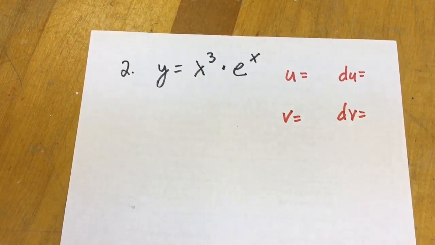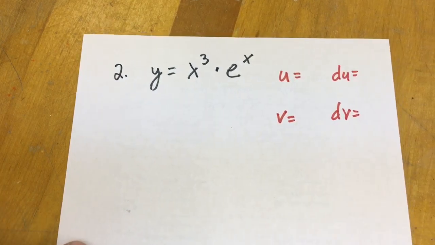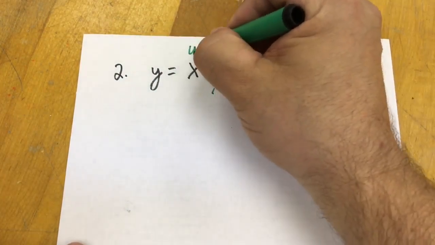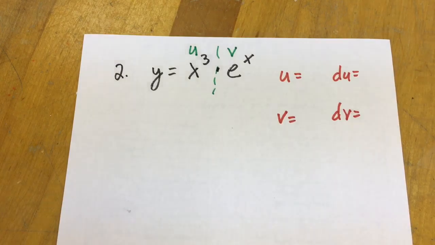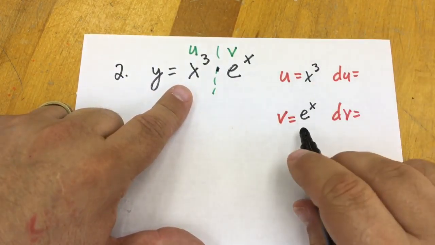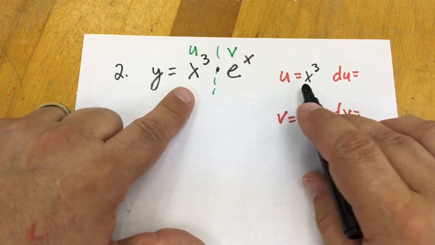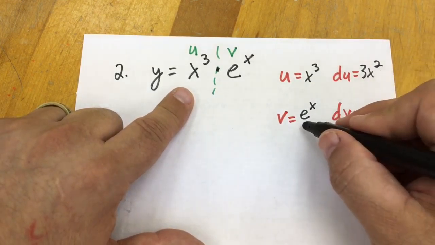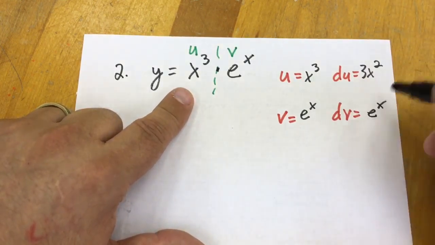Another higher order derivative, but this time I'm going to have to use the product rule. Okay, so I'm going to split that down the middle and call this first part u and the second part v. So that gives me u equals x cubed, v equals e to the x. We should start to like e to the x. The derivative of u is 3x squared. The derivative of e to the x, once again, is just e to the x.